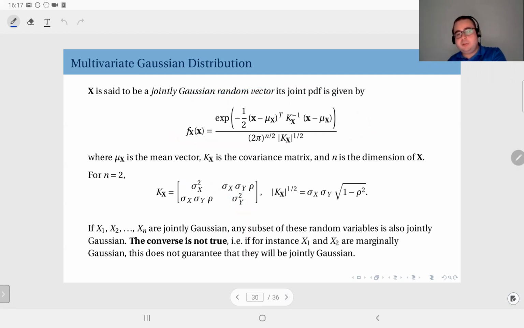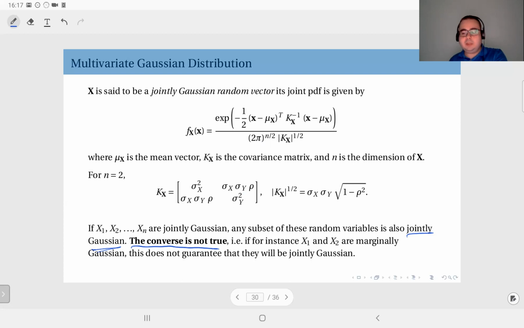Now, there is a fine point here, a very important point. If x1, x2, up to xn are the components of this random vector, and we know that they are jointly Gaussian, any subset you take from these will also be jointly Gaussian. Now, you have to understand the term jointly Gaussian here, because the converse is not true. What does that mean? If you know x1, x2, x3 up to xn is jointly Gaussian, then any subset, x1, x2, x5, or x3, x4, x7, any subset with any number of components will also be jointly Gaussian.